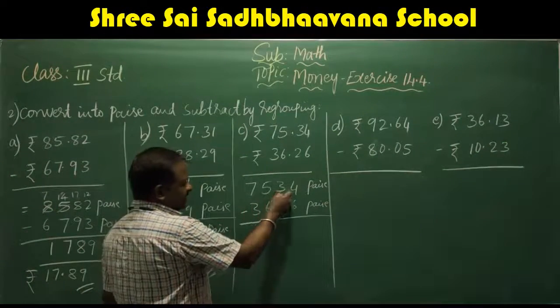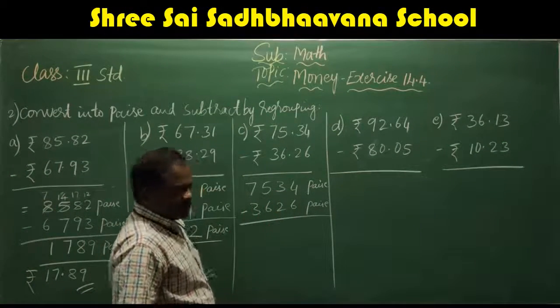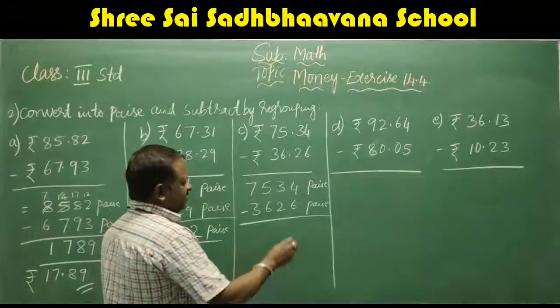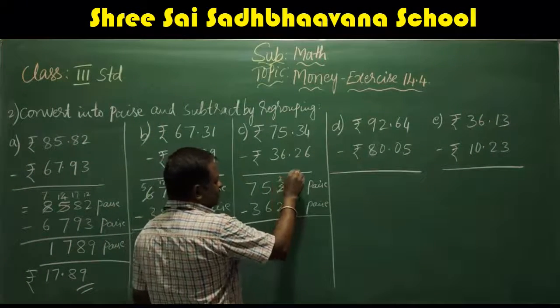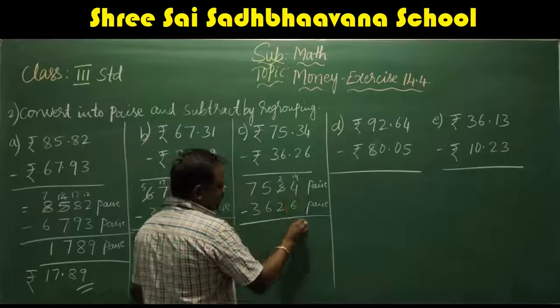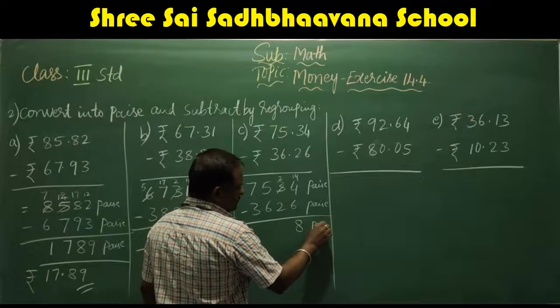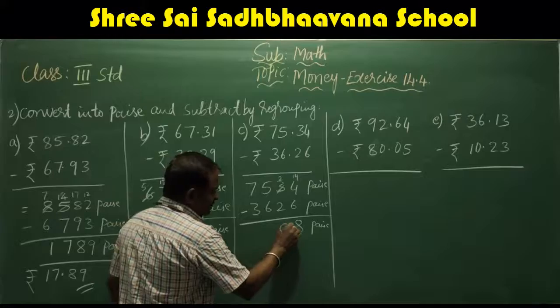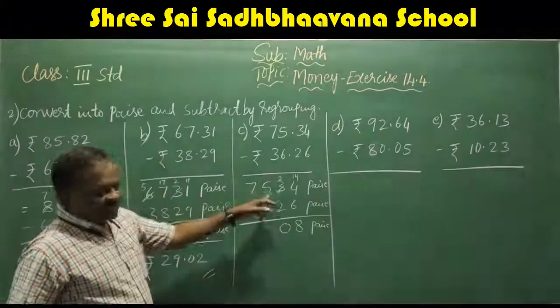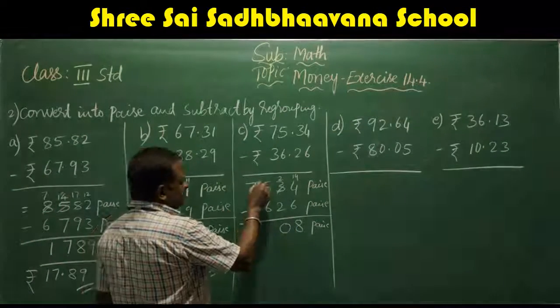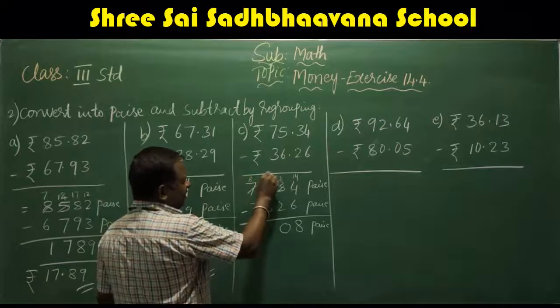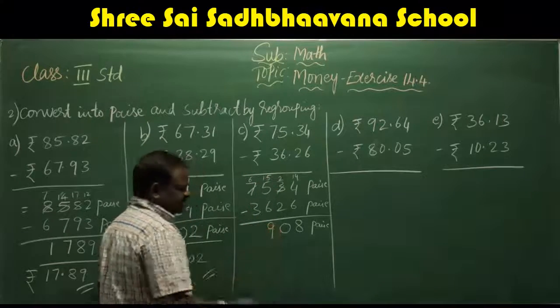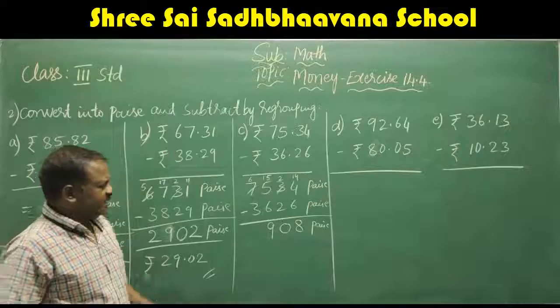It is not possible to subtract 6 from 4. So you take carry from here. This becomes 2. This becomes 14. 14 minus 6, 8. 2 minus 2, 0. Take carry from here. So this becomes 6 and this becomes 15. 15 minus 6, 9. 6 minus 3, 3.